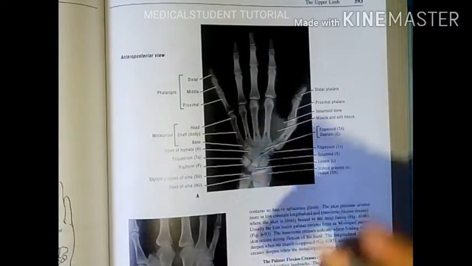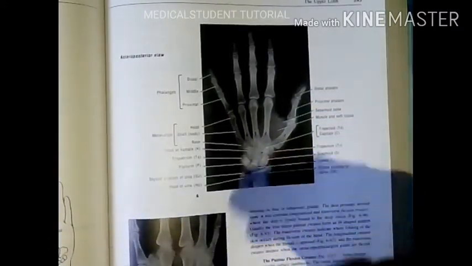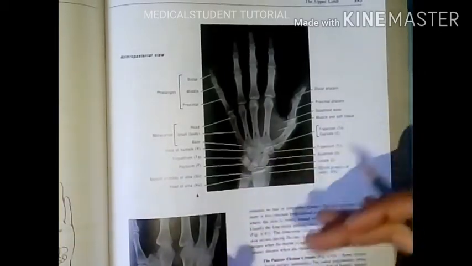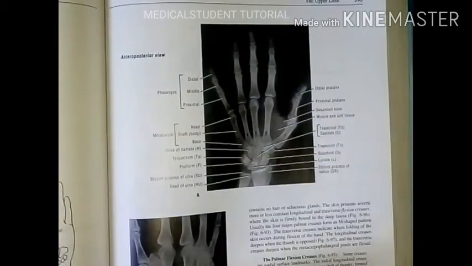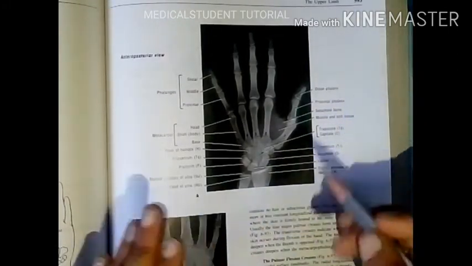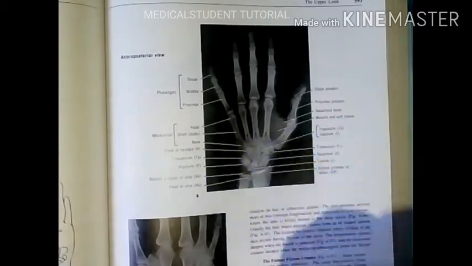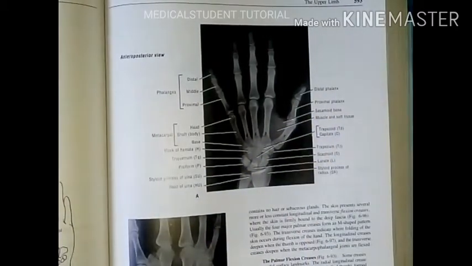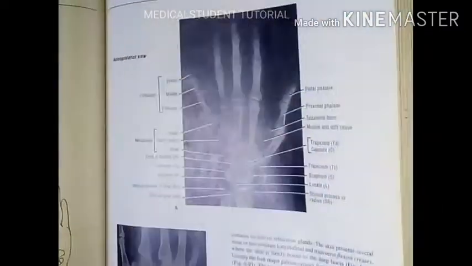This has 8 carpal bones. It is divided into two parts. Let's see what are the proximal row bones and what are the distal row bones. There are 8.